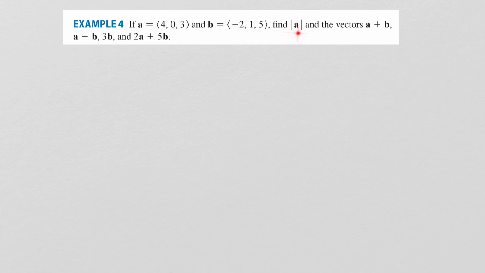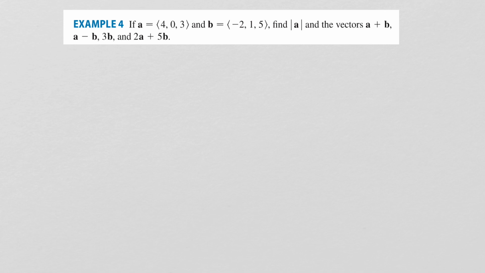First, let's find the magnitude of vector A. And then we'll find the sum of vectors A and B, the difference of vectors A and B, 3 times B, and finally 2 times A plus 5 times B.